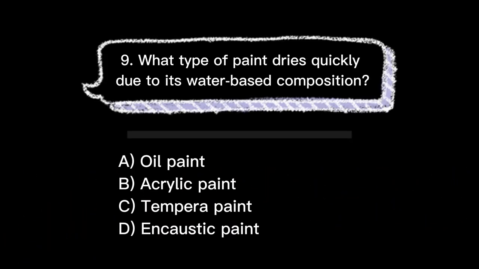Nine. What type of paint dries quickly due to its water-based composition? A. Oil paint. B. Acrylic paint. C. Tempera paint. D. Encaustic paint. In 10 seconds, which do you think is the correct answer?